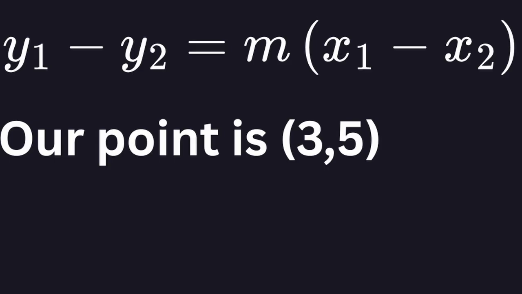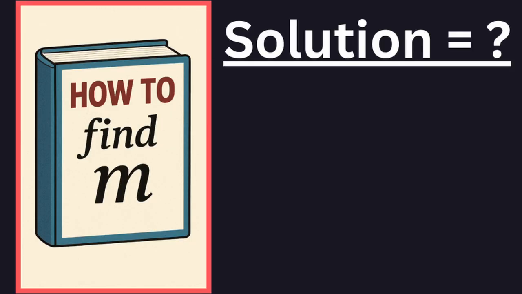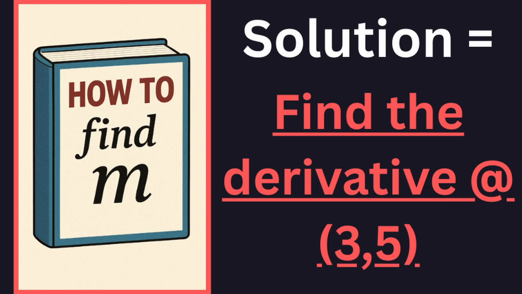If we go to our line equation, y1 minus y2 is equal to m times x1 minus x2, you can clearly see that with our point 3, 5, the values of y2 and x2 are clearly satisfied, with x2 being 3 and y2 being 5. As a result, this simply leaves one more unknown, m. And how is m found exactly? Well, m is found by finding the derivative at 3, 5.